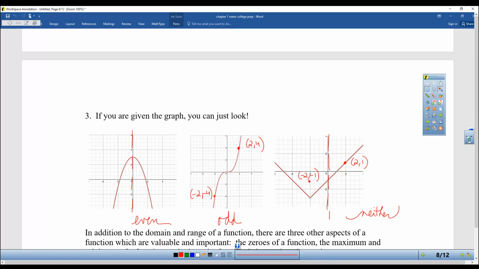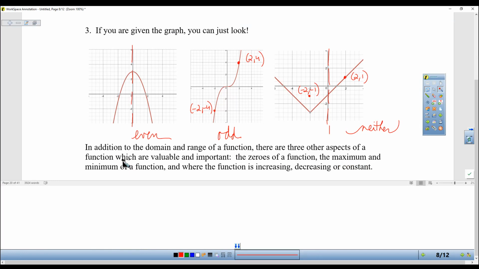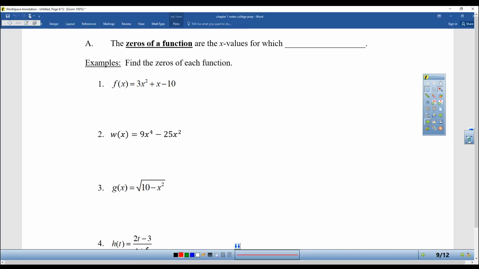Oh, I skipped that little piece right there. In addition to the domain and range of a function, so we already did domain and range, we have left to talk about the zeros, maximum, minimum, and increasing, decreasing, and constant. Chapter 1, all the chapters are a struggle for kids because in pre-calculus, it's like you're learning a bunch of tiny topics, but they're all topics that you did in Algebra 2. We're just trying to get better at them. So it feels like a million things. I'm sorry, it is a million things. Bunch of little things to know.